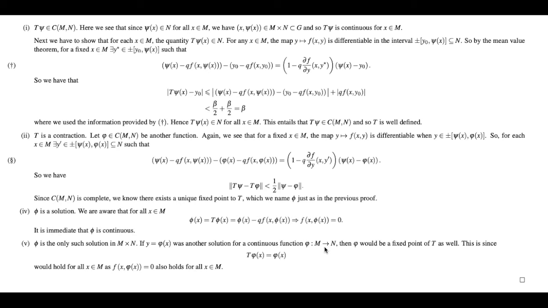Then if variant phi was another continuous solution from M to N of f of x, y equals 0, we show that variant phi would also be a fixed point of T, since we would have that f of x comma variant phi of x would be equal to 0, and hence T of variant phi of x would be exactly identical to variant phi of x for every x in M. And so that would imply that variant phi was a fixed point of T that was also a continuous function from M to N. But T has only one fixed point in the domain of continuous functions from M to N, and hence we conclude that variant phi is exactly identical to phi, and that proves that this solution is unique.